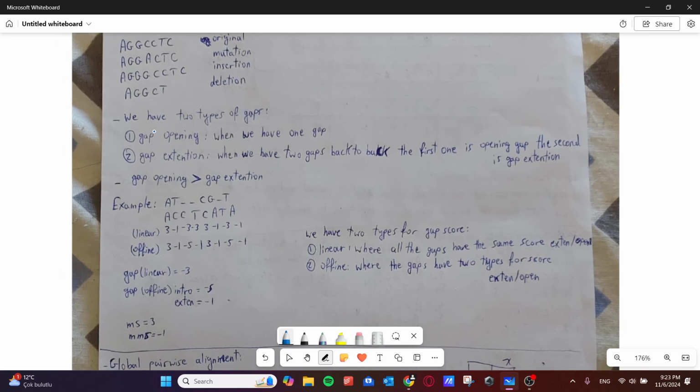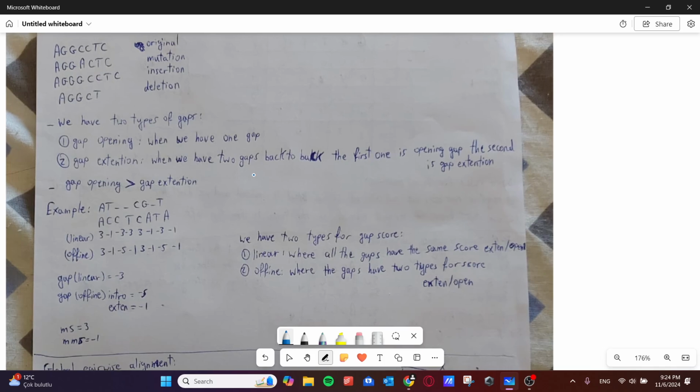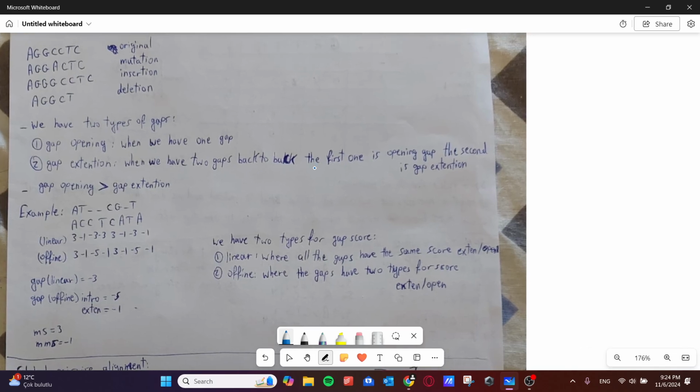Okay, so here we have two types of gaps. Gap opening when we have one gap, and it's not necessarily only when we have one gap. I will explain it now. Gap extension when we have two gaps back to back. The first one is opening gap and the second is gap extension.